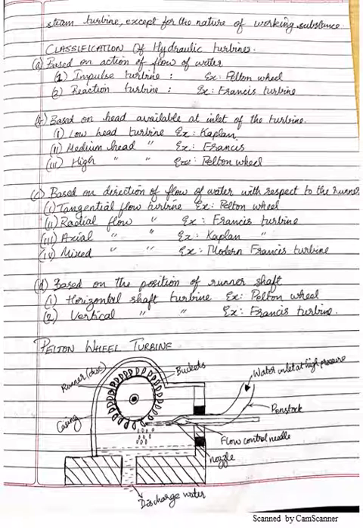Then based on the direction of flow of water with respect to the runner. The runner is the part which the water impacts and then it rotates. So there could be different directions of the flow of water. One is the tangential flow turbine, being the Pelton wheel. Second is the radial flow turbine. Then the axial flow turbine being the Kaplan turbine, and the mixed flow turbine being the modern Francis turbine.